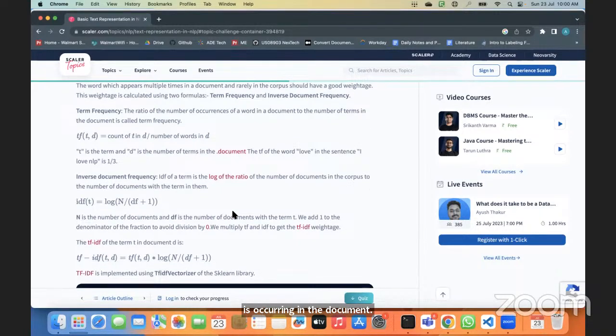And what will you do after that? They also define another term called inverse document frequency. It's nothing but log of the ratio of the number of documents to the number of documents with the term in them. So it's basically log of, let's type it out, number of documents by number of documents with T. This is basically the IDF, the inverse document frequency.